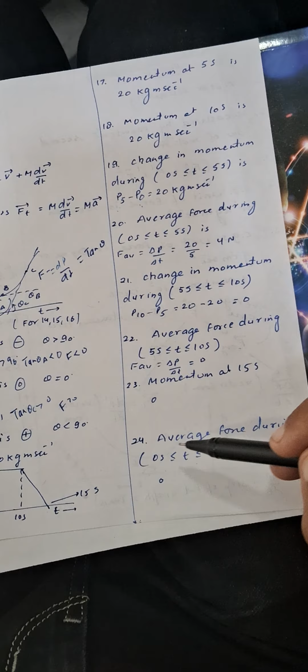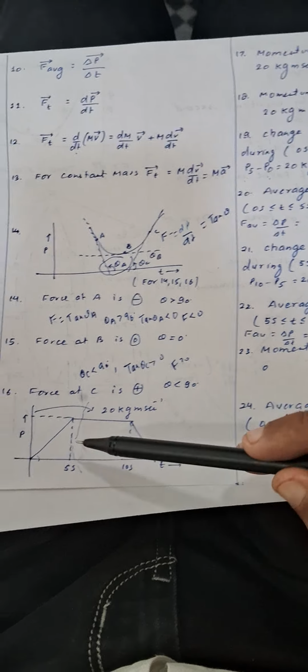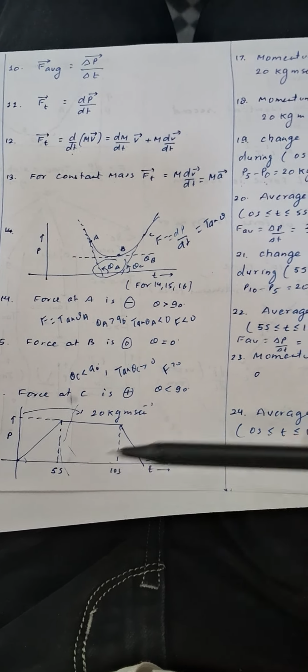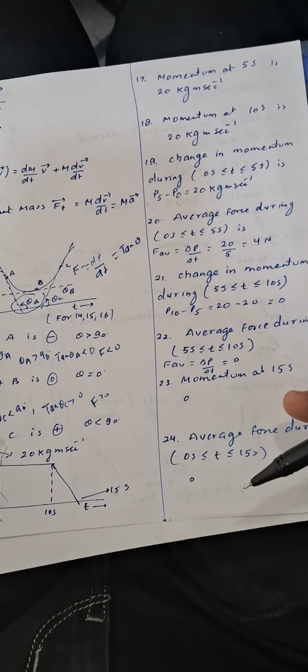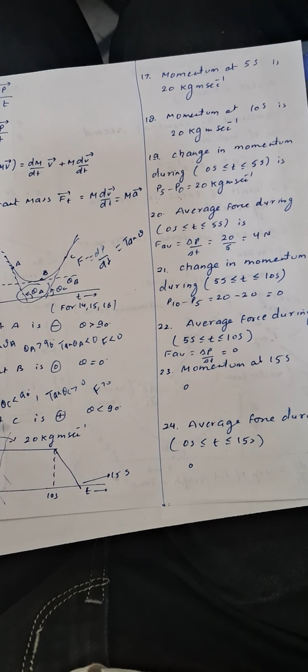Next is average force during 0 to 15 second. So we can see that at 15 second as well as 0 second momentum is 0. So change in momentum will also be 0. Hence average force will also be 0 over here.